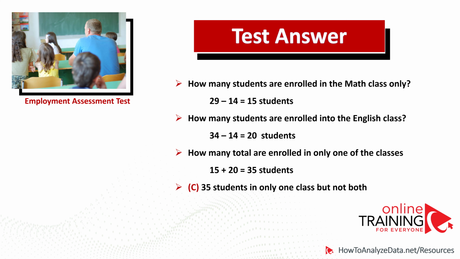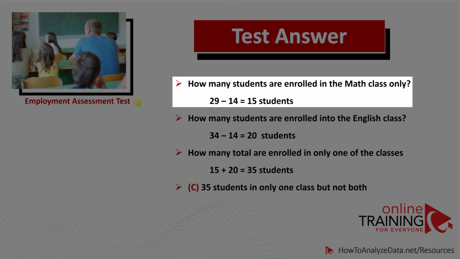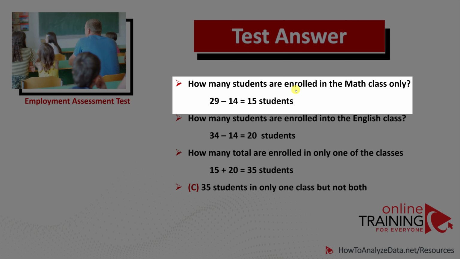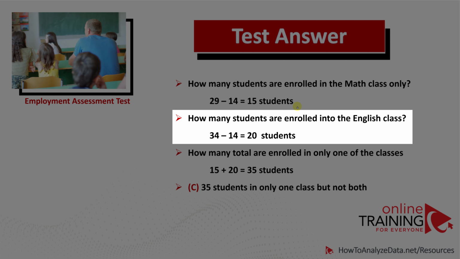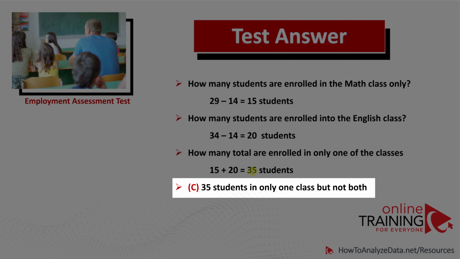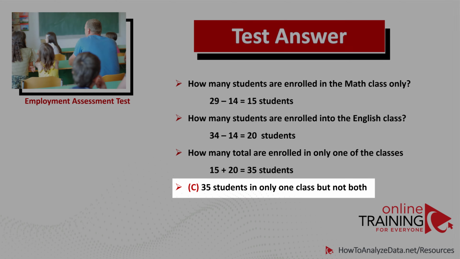To solve this challenge, we need to understand how many students were enrolled in the math class only, and then in the English class only. To calculate math-only students, we need to subtract 14 from 29, and we'll get 15 students enrolled in the math class only. The number of English-only students would be 20. When we subtract 14 from 34, this is exactly what we get, 20 students. So the answer would be the sum of 15 and 20, and 35 students are the students that enrolled in only one of the classes. So the correct answer is C.